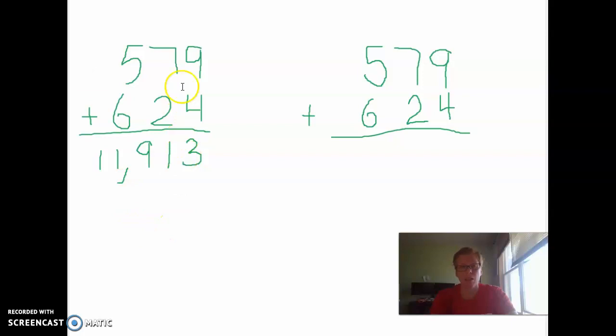Well, if you look, I started adding in the ones place, and 9 plus 4 is 13. But what did I do with that 13? I stuck them both down there in the ones place value, or I tried to fit them in there somewhere, but you can't do that when you add. And we'll talk about why in a second. But then I just added 7 plus 2 is 9, and then 5 plus 6 is 11. So when I added, what did I do wrong? I did not regroup. Mistake number 3, not regrouping.